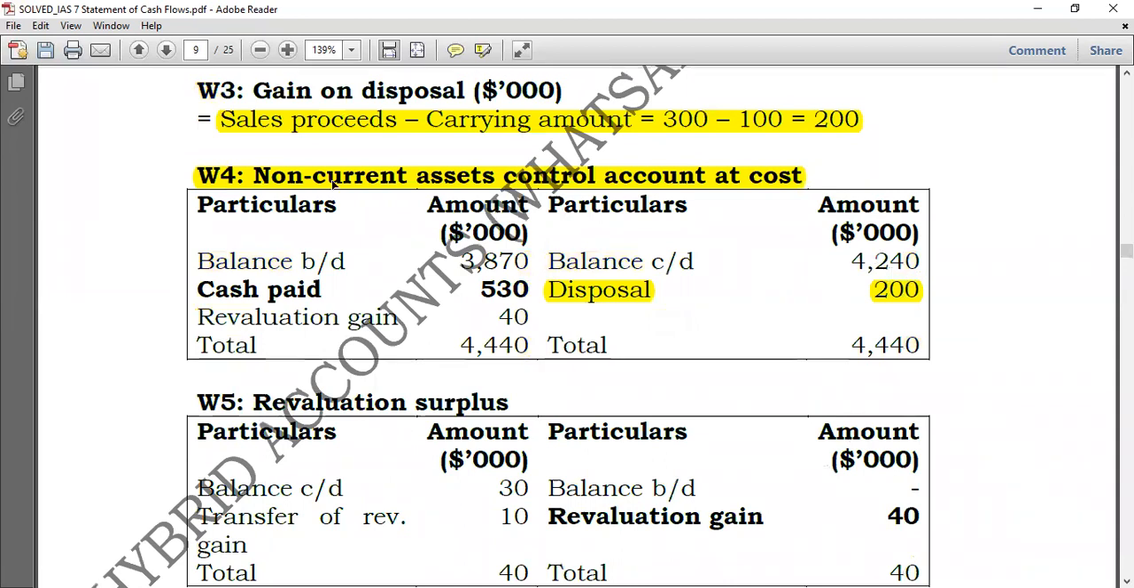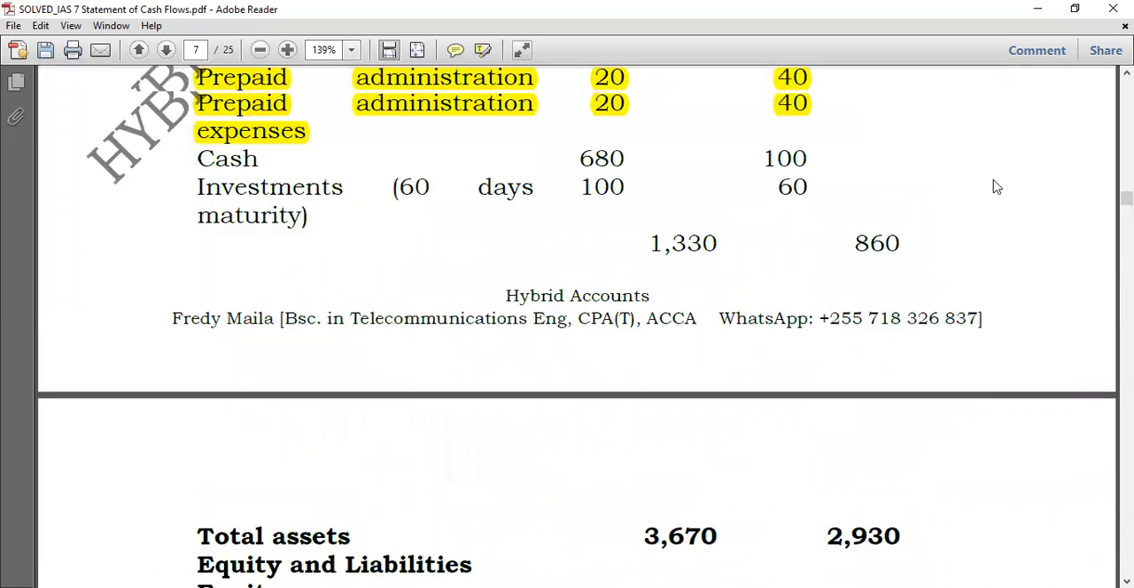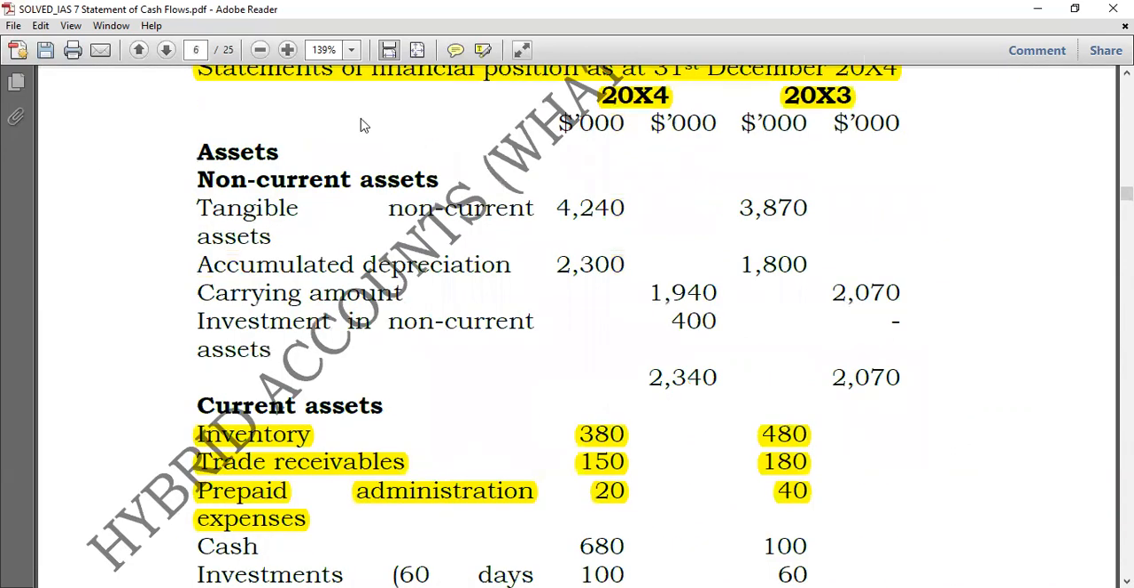And now, since we have already written this control account at cost, why don't we go to the statement of financial position and copy the opening and the closing balances? Let's do it. So I just got the statement of financial position as you see it here, and we have tangible non-current assets. We opened with 3870 and we closed with 4240. Down here we have accumulated depreciation and the carrying amount. We have decided to use cost, so no need. I can just use that cost amount.